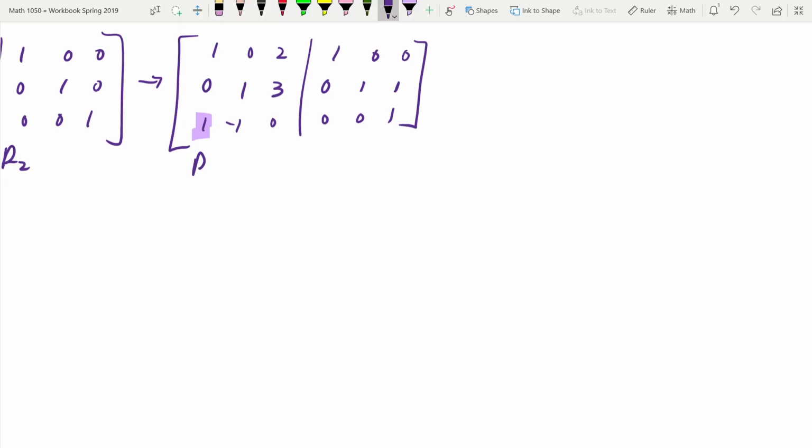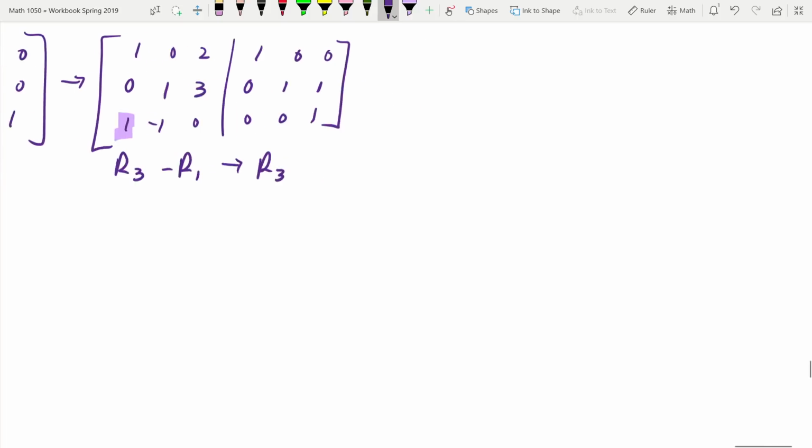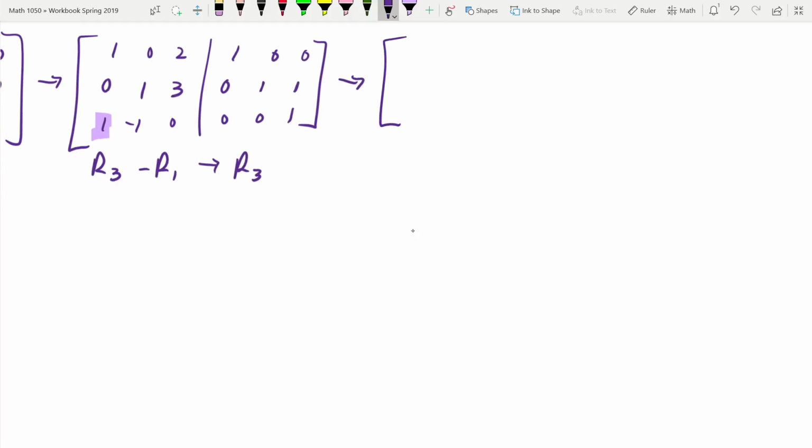I'm going to go row 3 minus row 2. Row 3 minus row 1, sorry, becomes my new row 3. Okay, so row 1 doesn't change. Row 2 doesn't change. Add row 1 and row 3 together, and I get row 3 minus row 1. 1 minus 1, 0. -1 minus 0, -1. 0 minus 2, -2. 0 minus 1, -1. 0 minus 0, 0. 1 minus 0, 1.